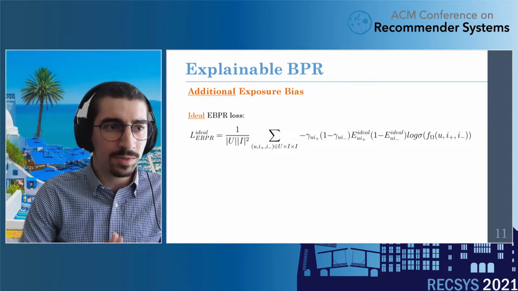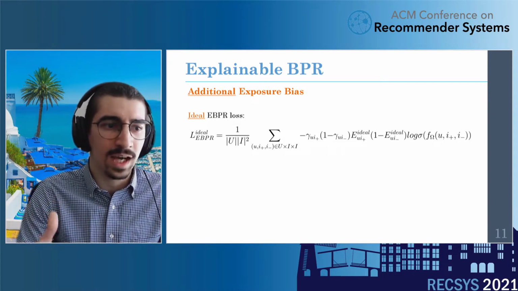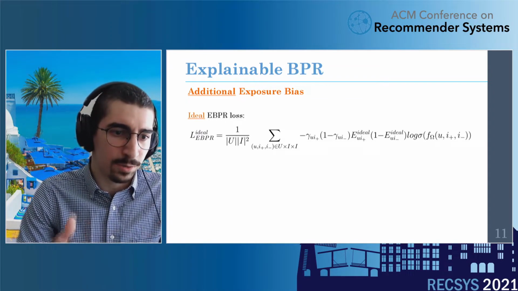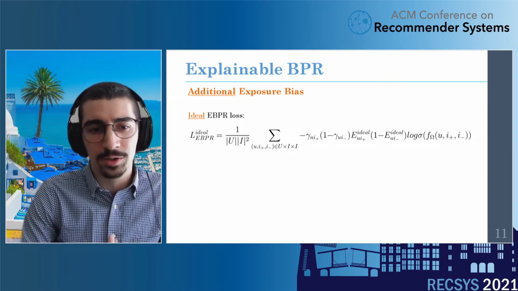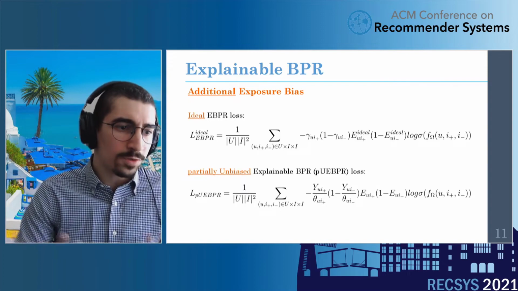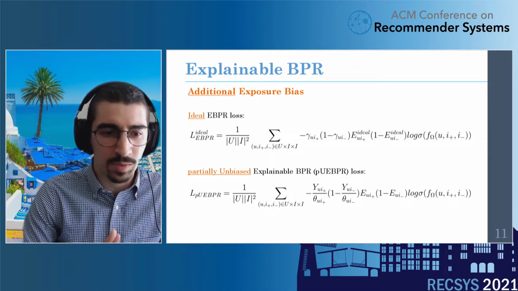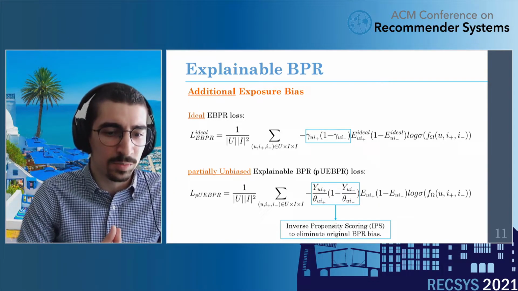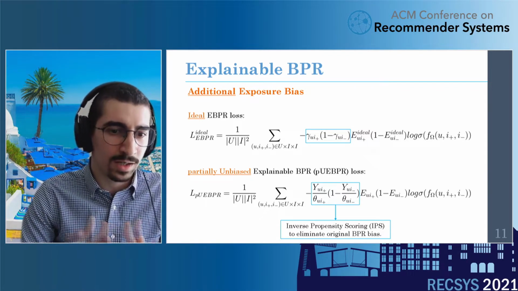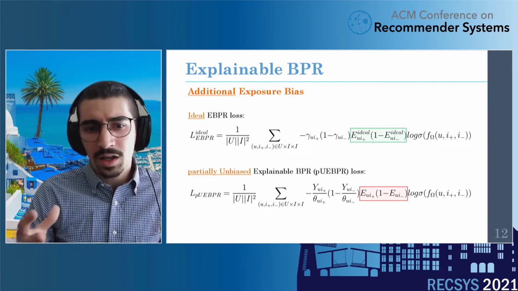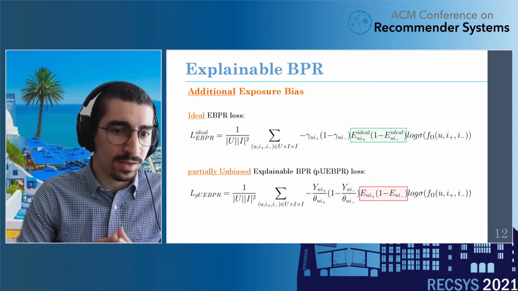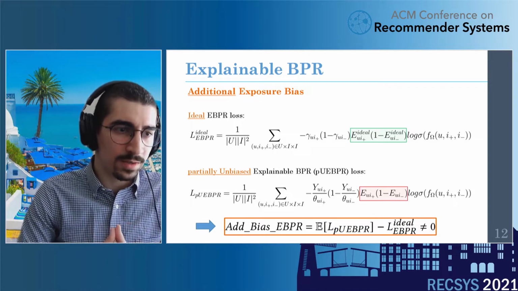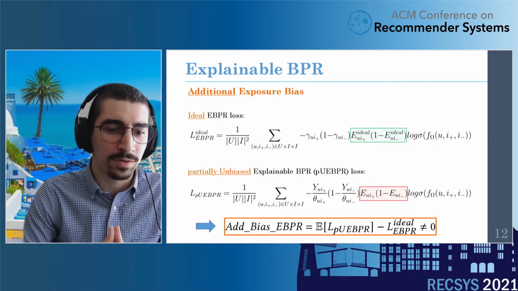And to justify our claims, we first start by formulating the ideal EBPR loss, where we replace the interaction random variables by the relevance levels and replace the explainability measures by the ideal explainabilities. Moreover, we proposed the following partially unbiased EBPR loss, or PU EBPR loss, where we used inverse propensity scoring to eliminate the original BPR bias and only focus on the exposure bias coming from the explainability. So the discrepancy between these two losses resides in the explainability weighting term, which allowed us to theoretically prove that there is an additional non-zero exposure bias coming from the explainability.